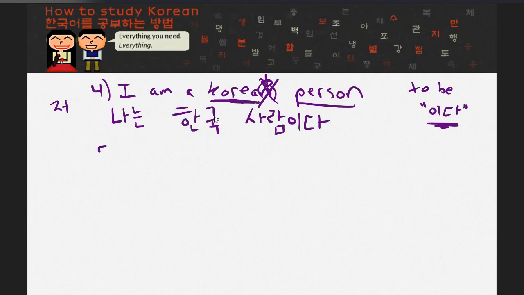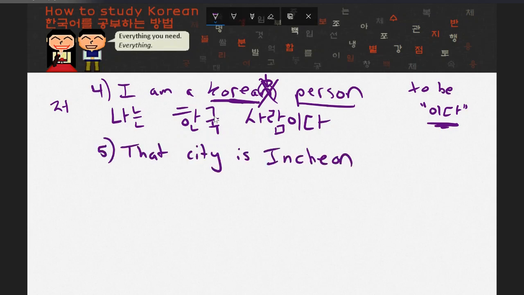The next sentence I would like you to try is, that city is Incheon. You probably haven't seen this word before. Well, maybe you have if you've flown into Korea because the big airport is in Incheon. But try to think about how this would be spelled using the knowledge that you learned in Unit 0 and make this sentence that says, that city is Incheon. I'll give you 10 seconds and you can start now.